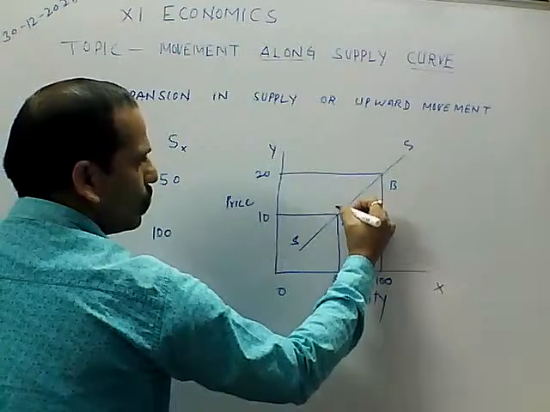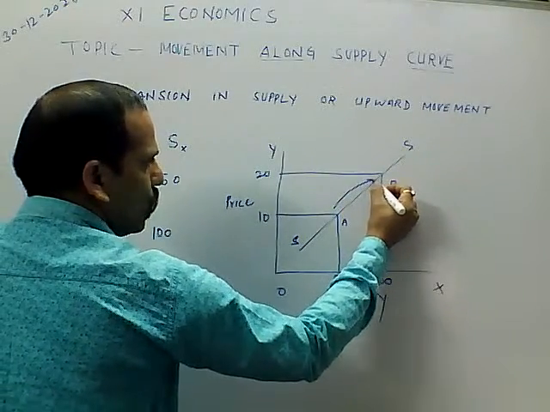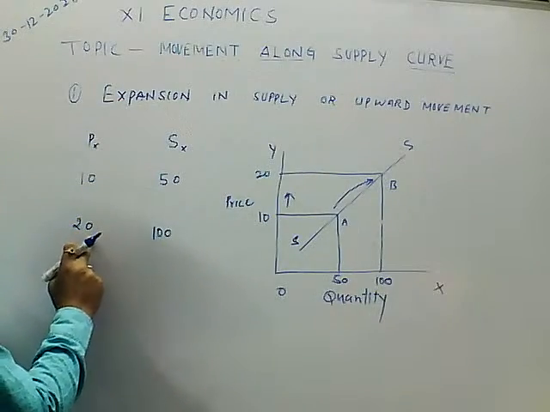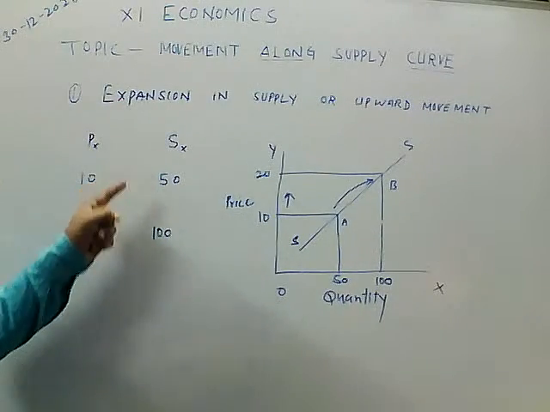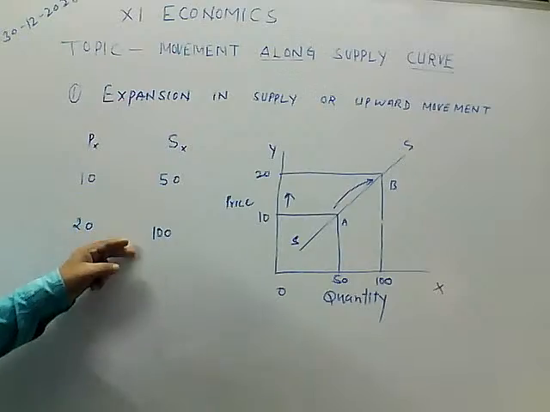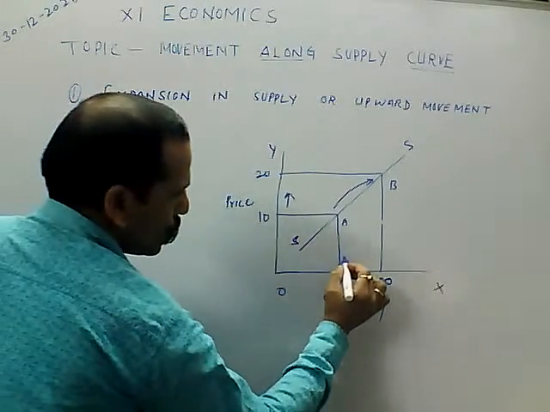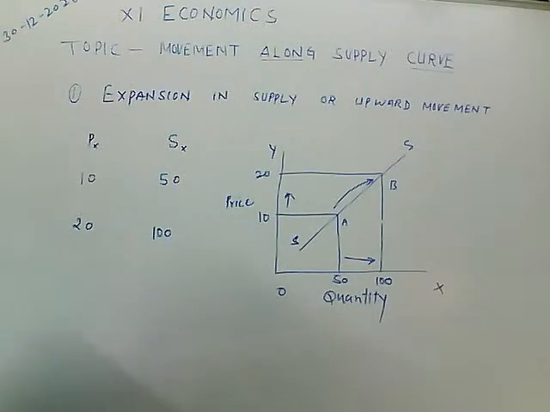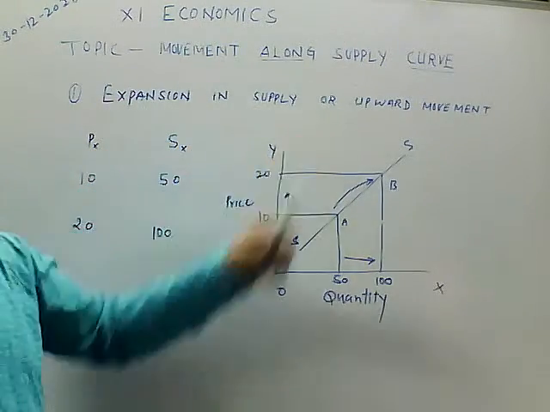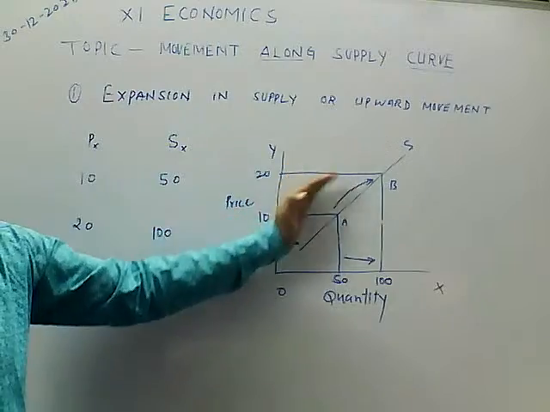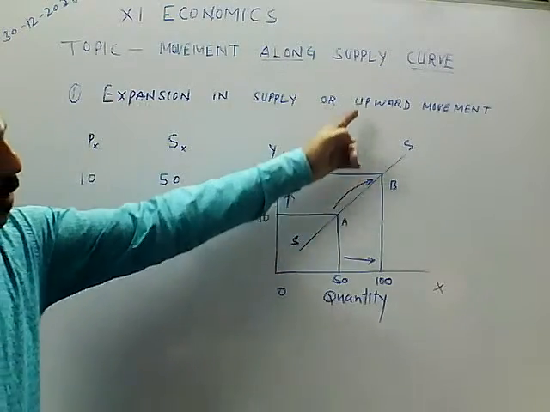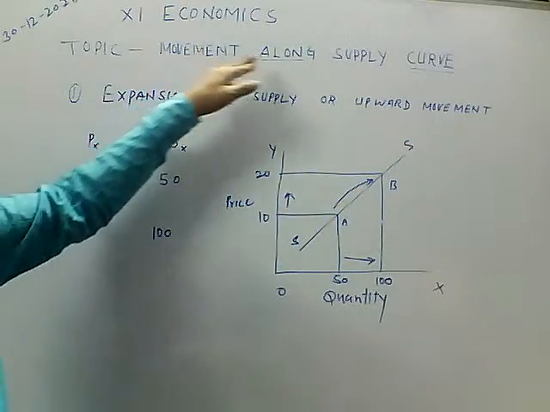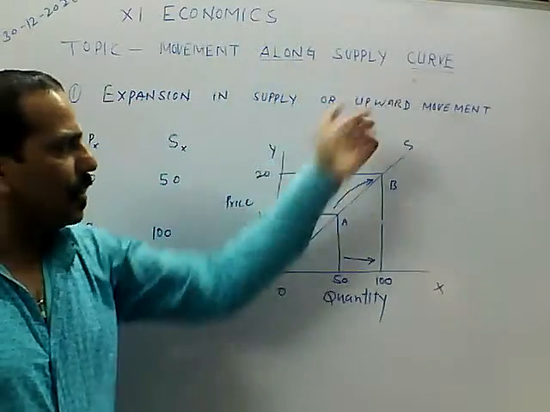So the movement from A to B, with the rise in price from 10 to 20 rupees, quantity supplied also increases from 50 units to 100 units. So this is nothing but expansion in supply, or upward movement in the supply curve. There is a movement along the same supply curve.